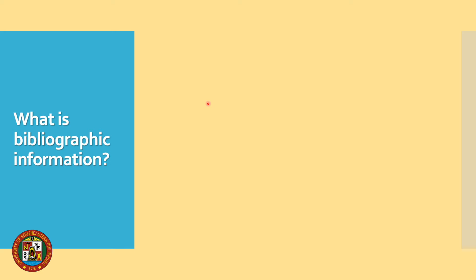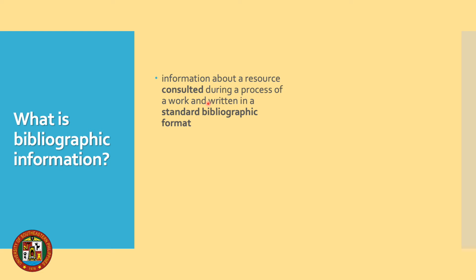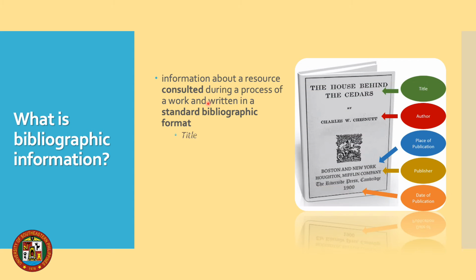Now back to the definition. What is bibliographic information? This is information about a resource consulted during the process of a work and written in a standard bibliographic format. It includes author, title, publishing information, volume, pagination, and URL in case of an online resource.